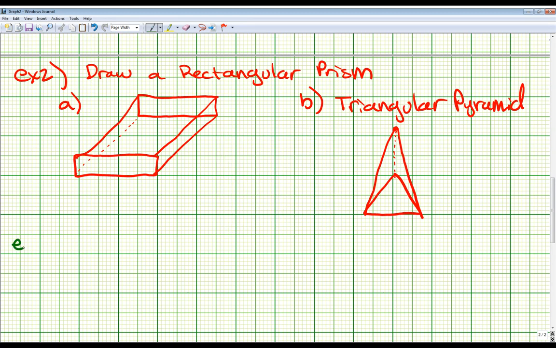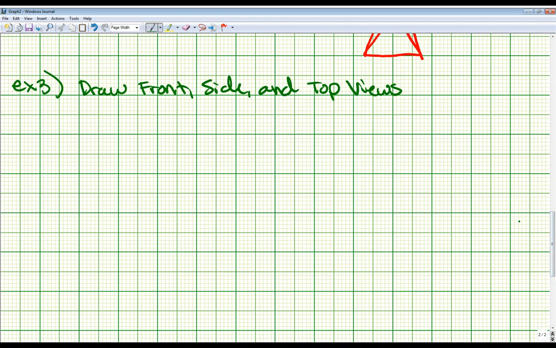So example 3 says drawing views of a solid. It says draw the front, side, and top views of this eraser. So we want to draw front, side, and top views. And the eraser has an interesting shape. So what we're going to try and do is draw what this eraser looks like.